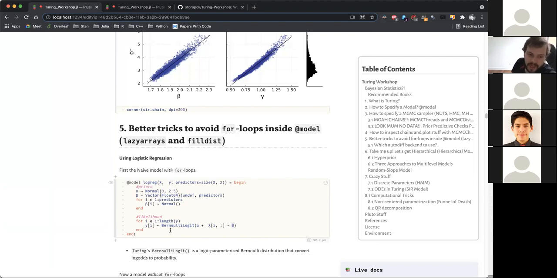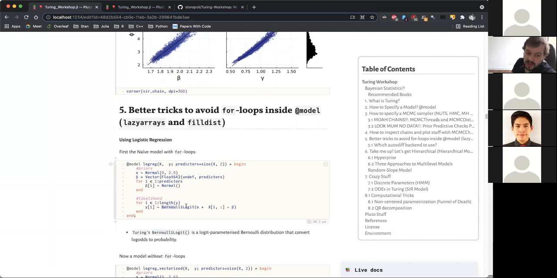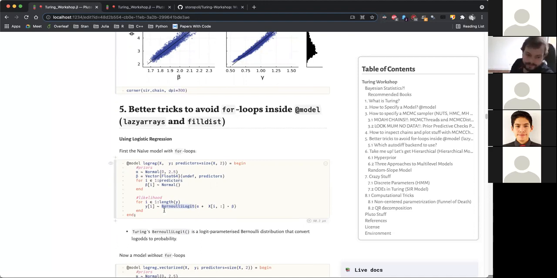So this is a dot product between the x's for that specific observation and my vector of coefficients betas. And then I end, and also just a note, Turing's Bernoulli logit is the safe logistic parameterized Bernoulli distribution that already converts the log odds to probability. So it will do the whole link function for you in the logistic regression model. And it's a safe logistic, so you won't have any problems with numerical issues. So you should use it.